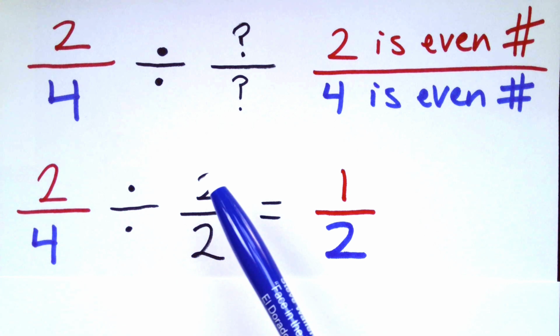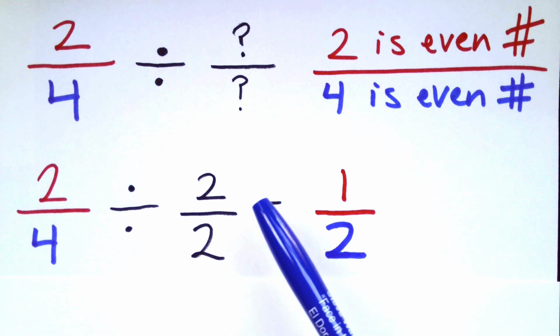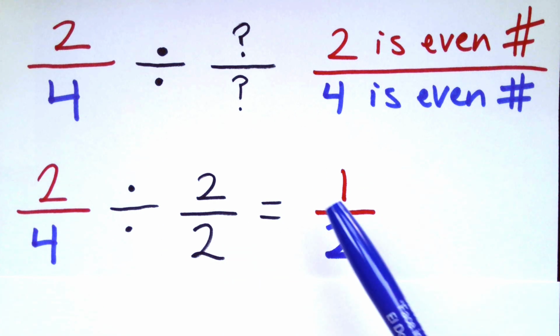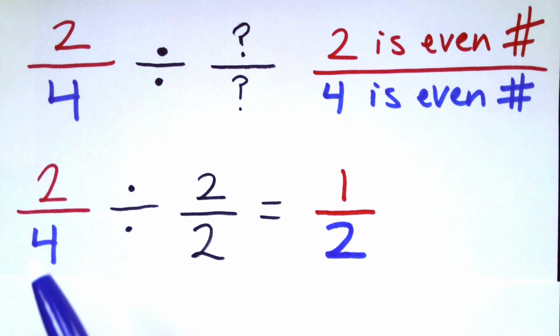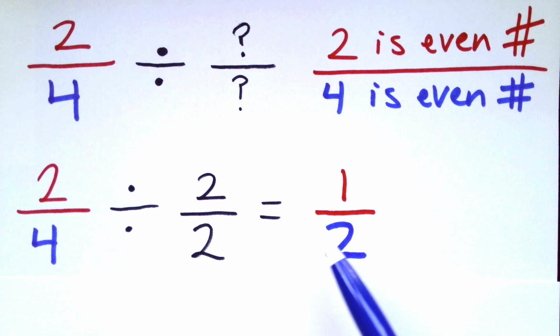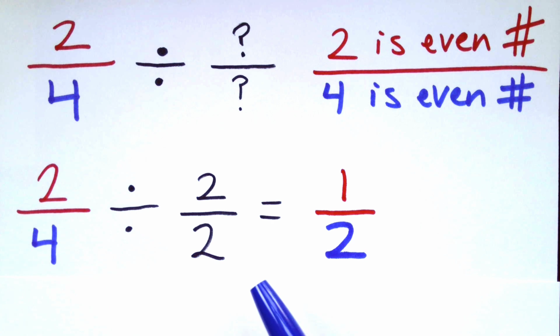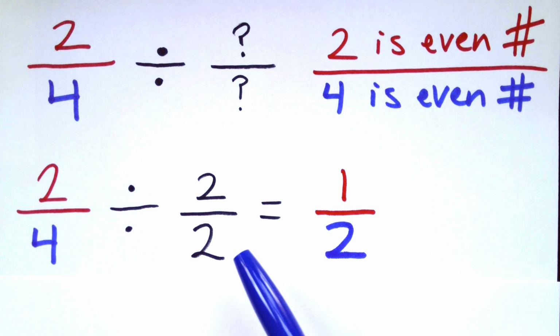2 divided by 2, or another way to ask yourself this question, what number times 2 will give me 2? It is 1. 2 times 1 will give me 2. So 2 divided by 2 equals 1. 4 divided by that same number 2 is 2, or 2 times 2 will give me 4. It's just another way to ask this particular question. So I can divide 2 into the top number evenly without a remainder, and I can divide 2 into the bottom number evenly without a remainder. That gives me 1/2.